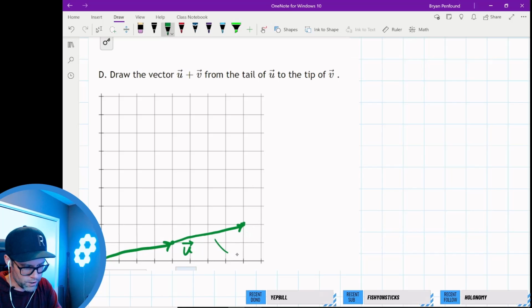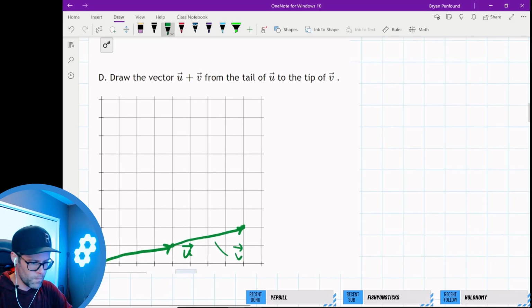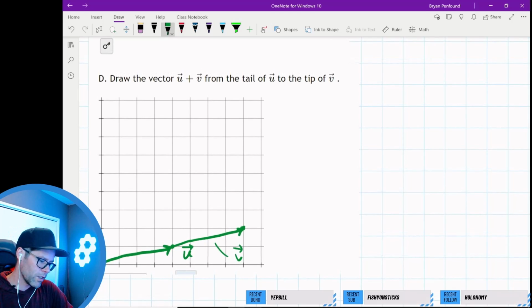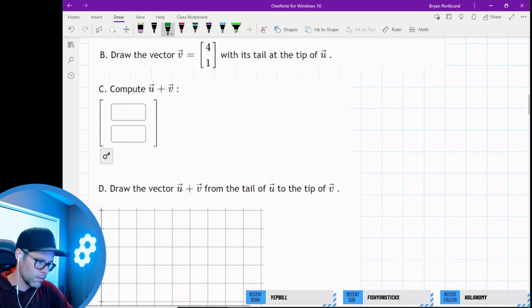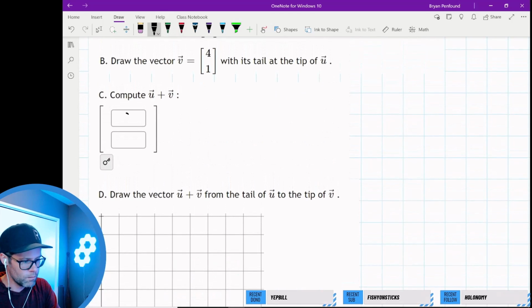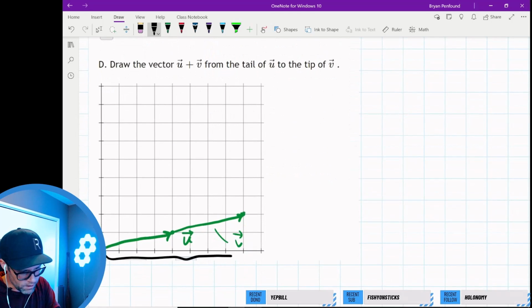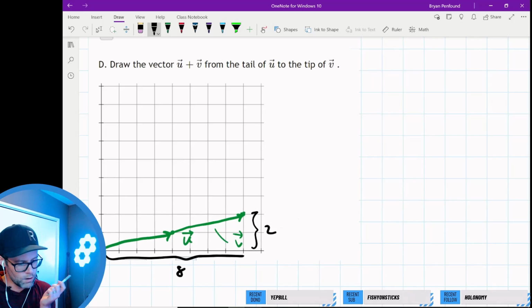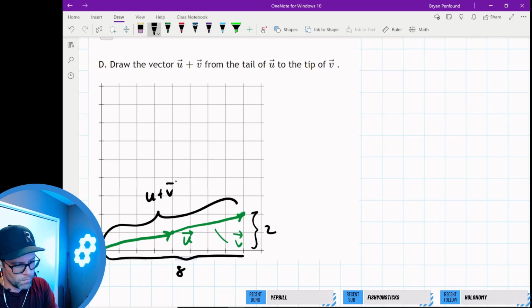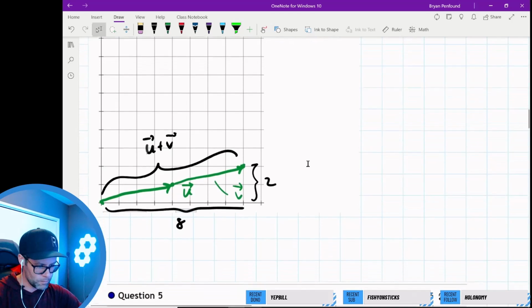Well, this vector is vector v. Wouldn't the new vector just be 8, 2? Isn't it just 8 and 2? Because I'm going over 8 in this direction. There's 8 here, and then we're going up by 2, so it should just be 8, 2. That's vector u plus v. That makes sense to me.